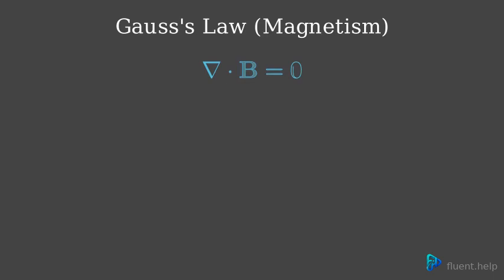Now, contrast that with Gauss's law for magnetism. The divergence of the magnetic field, B, is always zero. This is a profound statement. It means there are no magnetic charges, no magnetic monopoles. If you take a magnet and break it in half, you do not get a north pole and a south pole. You get two smaller magnets, each with its own north and south.